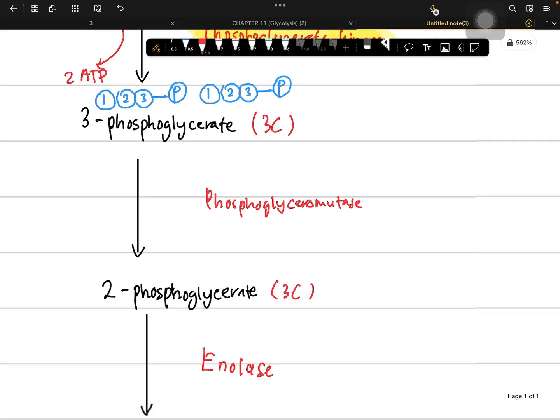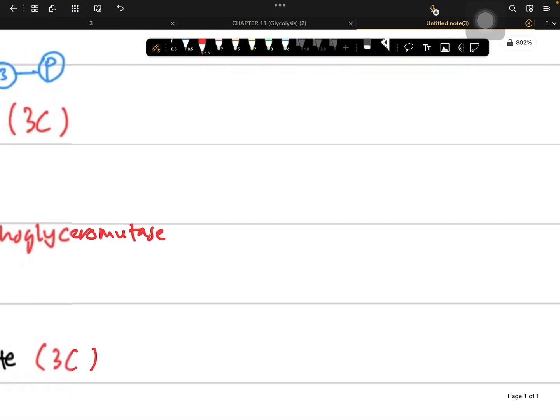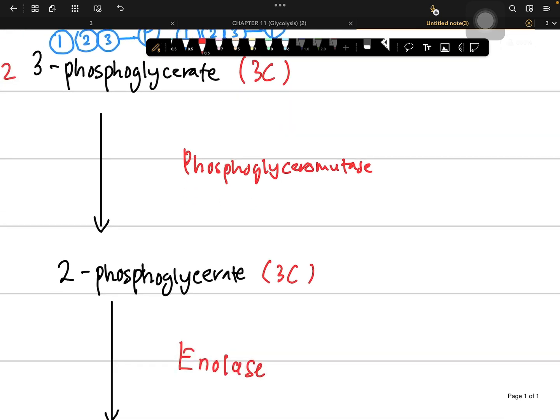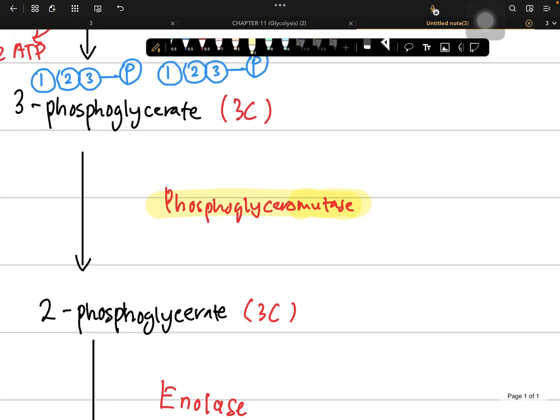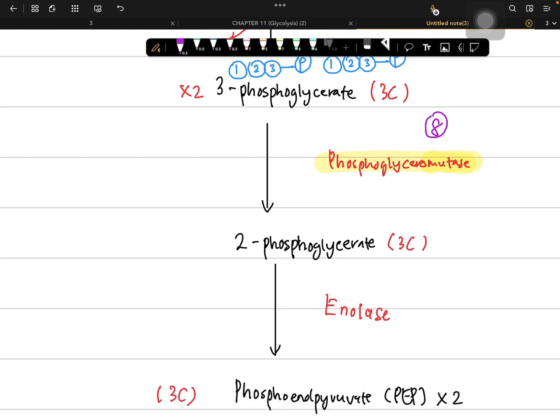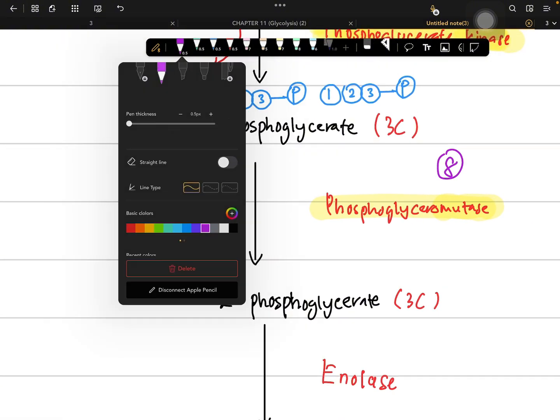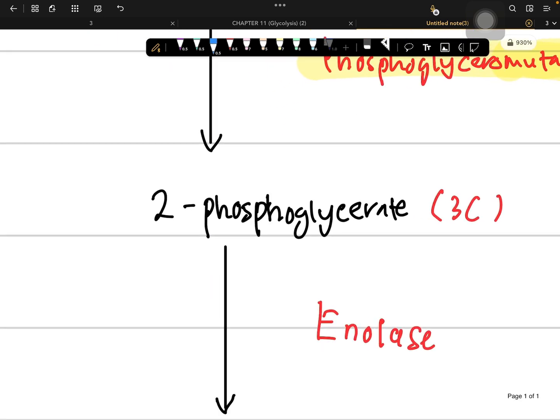And then from the 3-phosphoglycerate, which is a 3-carbon compound, it is phosphorylated by the enzyme phosphoglycerate mutase. This is the 8th step. It will become 2-phosphoglycerate. The phosphate is on the second carbon. This is the second molecule.